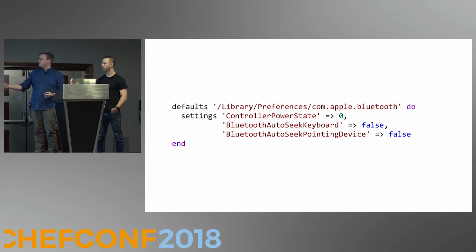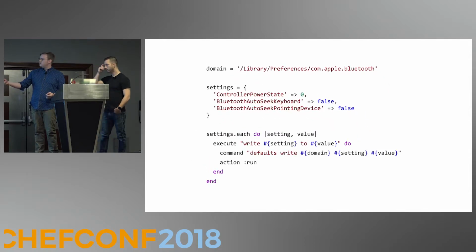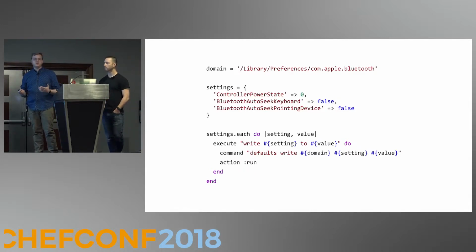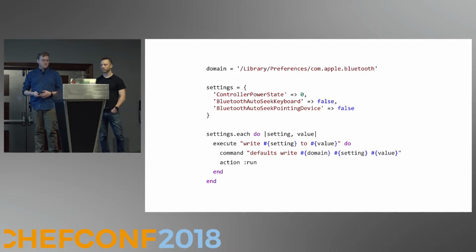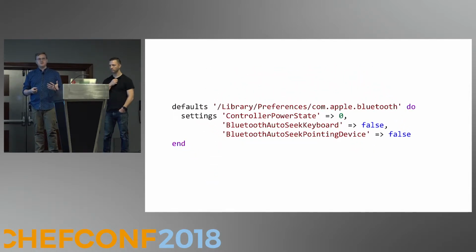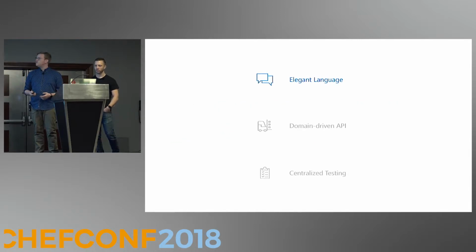Not only is this just nice and clean, our defaults resource actually fixed a pretty big bug in our old implementation. If I go back, the string interpolation down at the bottom where it says commands default, right, that string interpolation is just going to take a 0 from the integer and false, a Boolean, and just write them as strings to this plist, which is totally not what we want. macOS will just ignore those settings. So by creating a defaults resource and testing it thoroughly, we find these kinds of bugs, and we wrap up that domain knowledge and that implementation into the resource so you don't have to worry about it when you want to use the defaults recipe or resource yourself. So that's what we mean by elegant language.